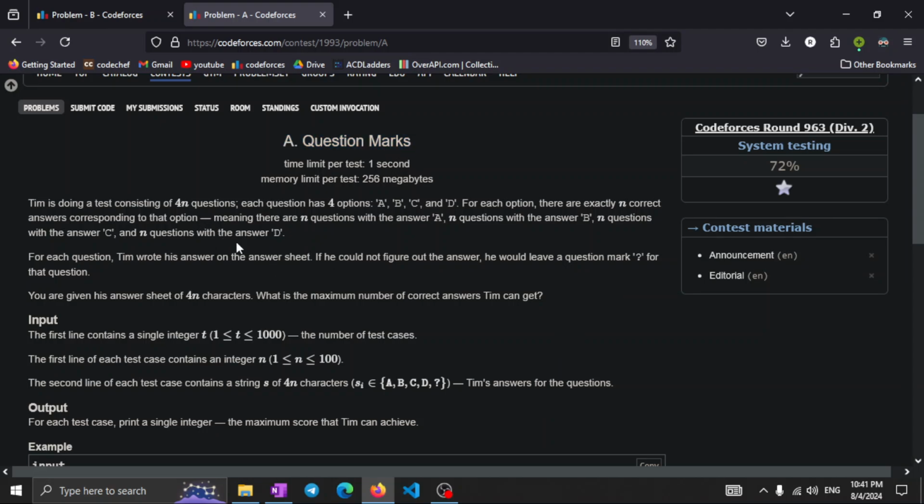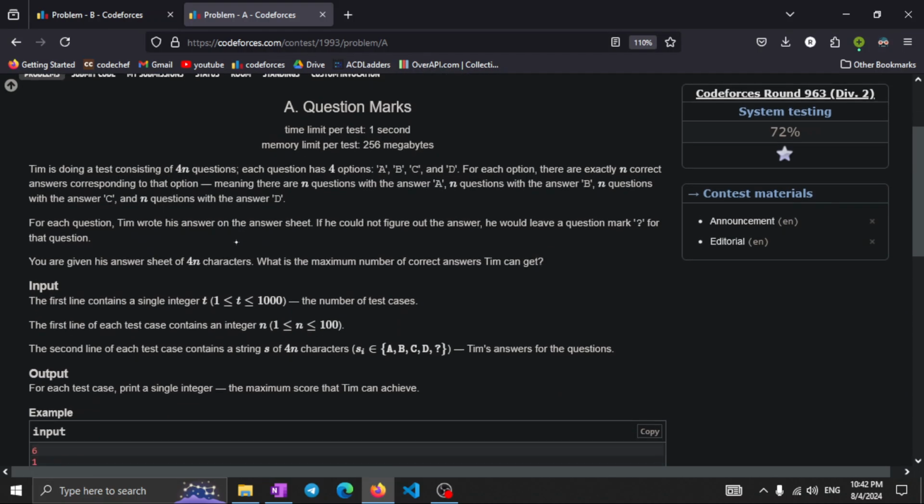Okay, so let's read out the problem statement first. Tim is doing a test consisting of 4n questions. Each question has four options: A, B, C, D. For each option, there are exactly n correct answers corresponding to that option. Meaning there are n questions with the answer A, n questions with the answer B, n questions with the answer C, and n questions with the answer D.